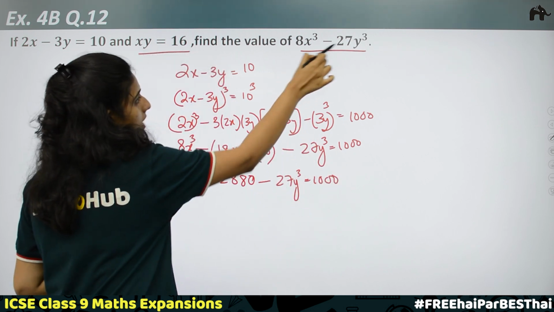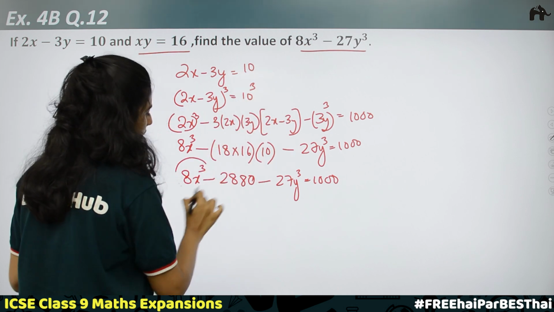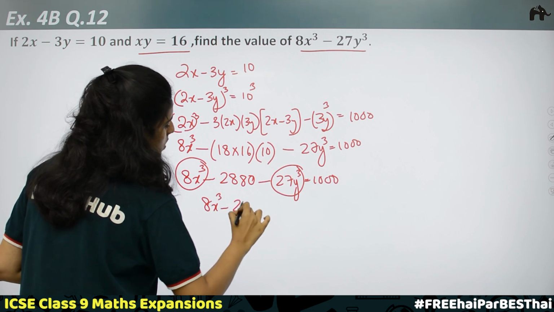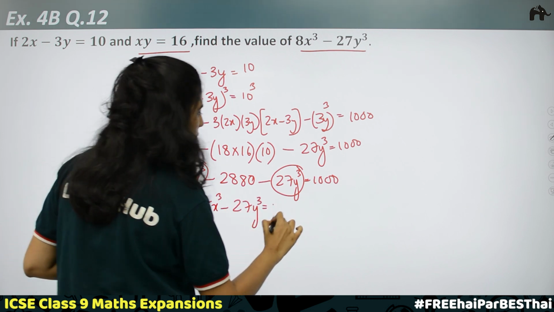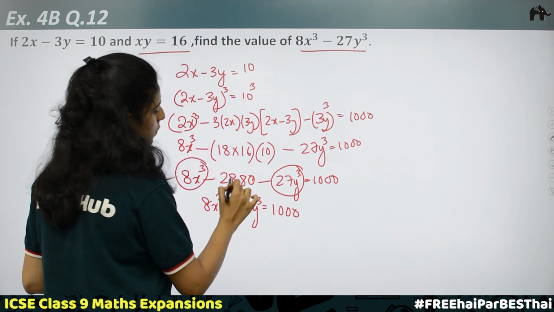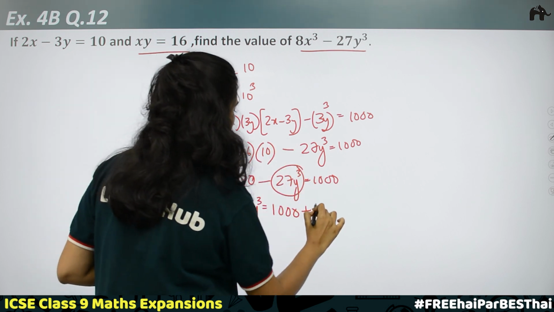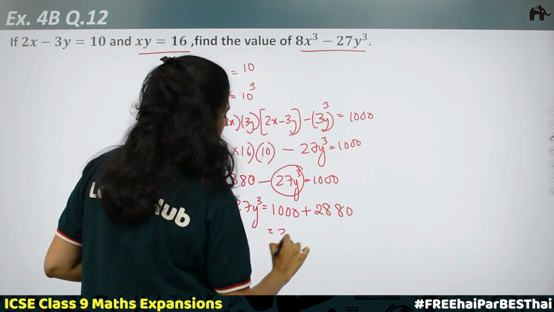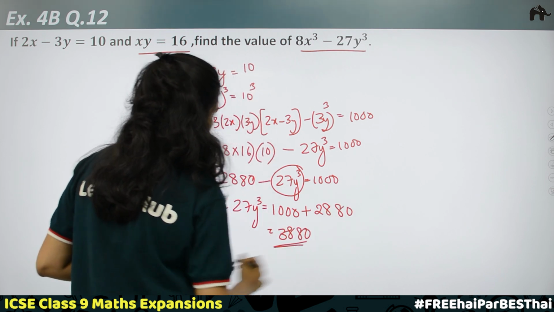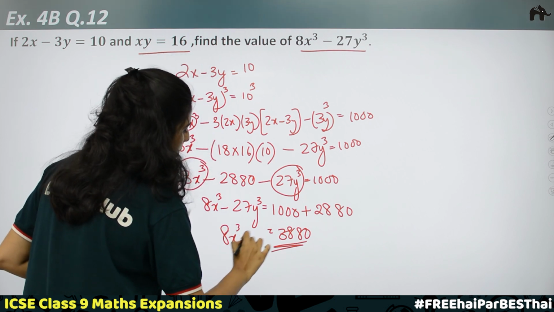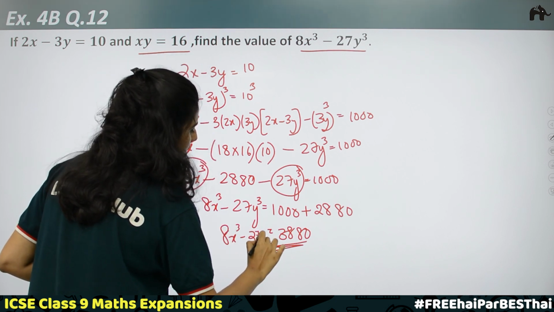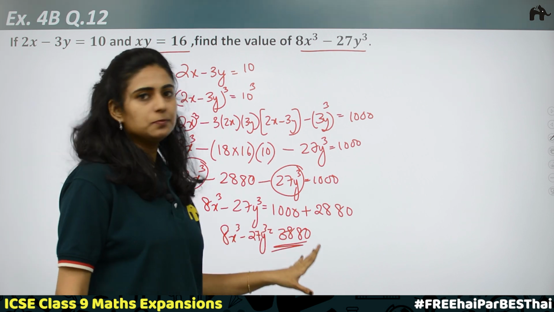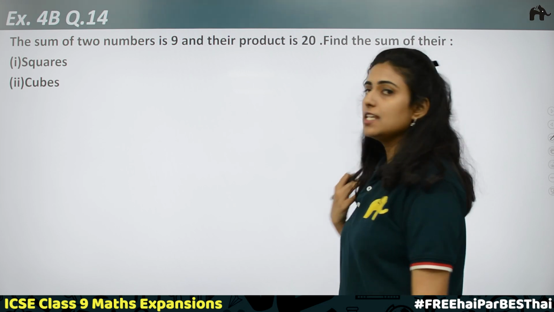So, we need 8x cube minus 27y cube. Here we have 8x cube and 27y cube. Therefore, 8x cube minus 27y cube is equal to 1000 minus 2880, taken to the opposite side. Therefore, plus 2880. So, this is equal to 3880. Therefore, 8x cube minus 27y cube is equal to 3880. Clear?